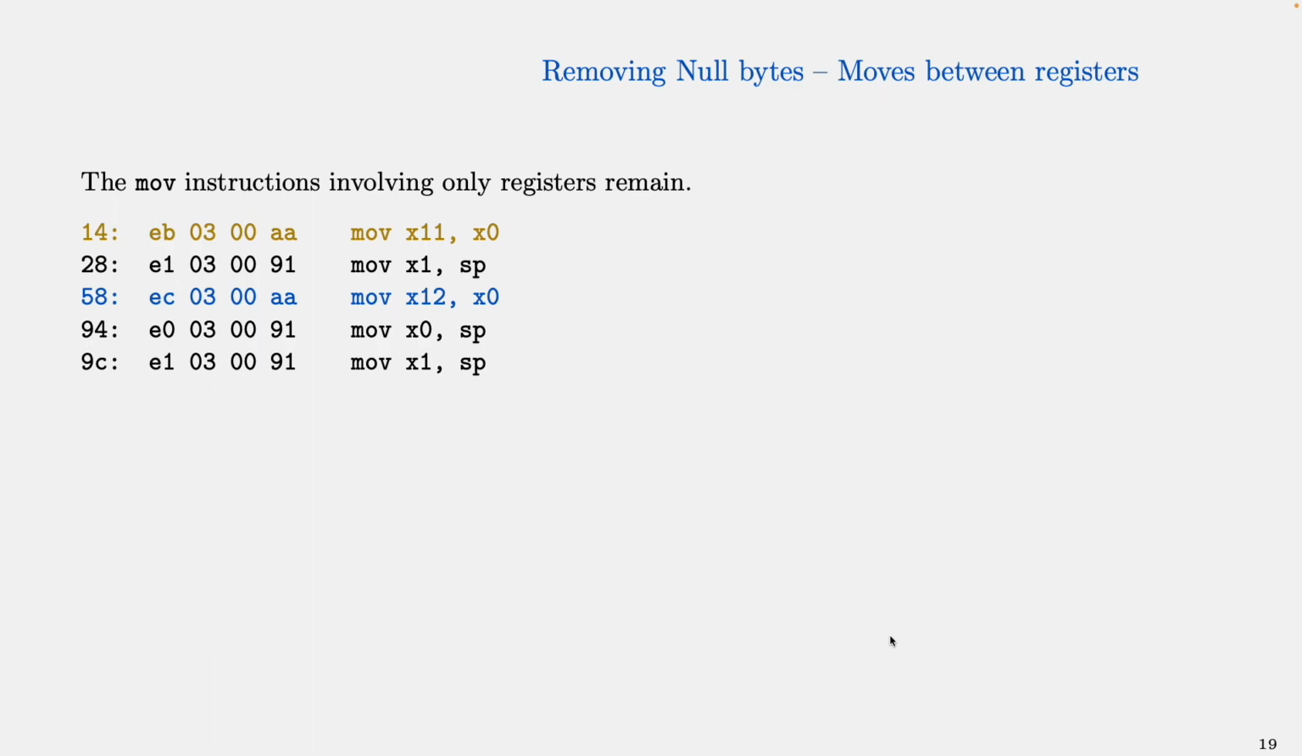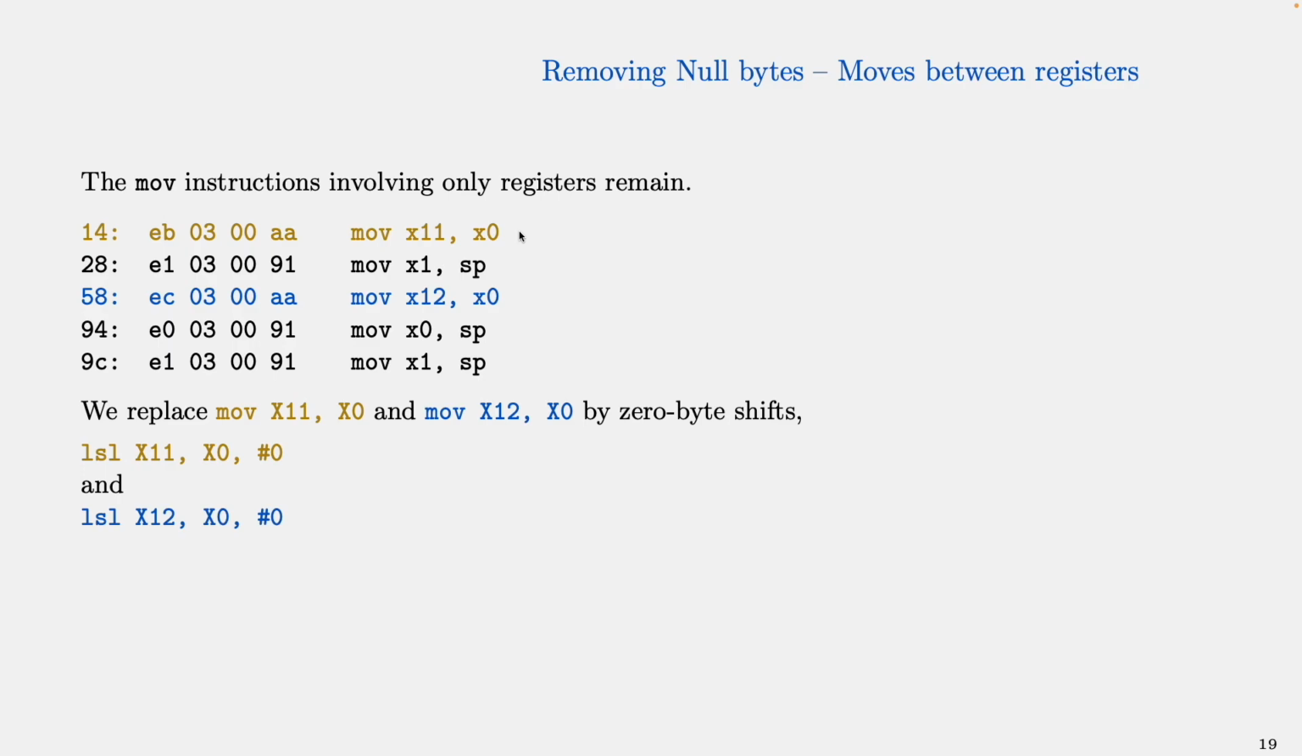First we handle these 2 where the stack pointer is not involved. So this one and this one can be replaced by trivial shifts. That is, instead of moving x0 to x11 or x12 respectively, we simply shift x0 into x11 by 0 bits. So we're not doing anything other than moving it here, but we use a different instruction for that. And luckily, these shifts do not require any null bytes in the encoding.